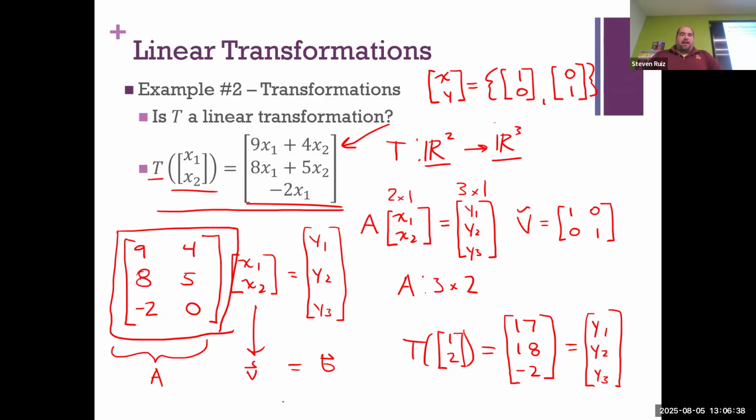So if we apply this calculation we just looked at, so I said that A times V tilde equals TV1, TV2, so we only have two vectors.